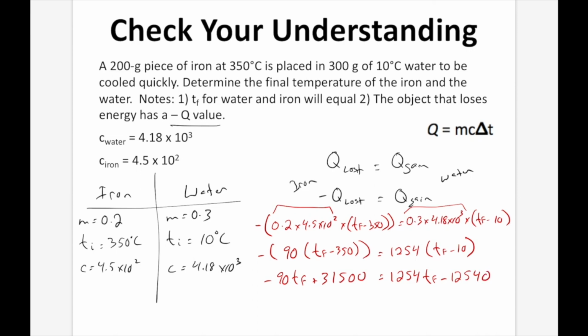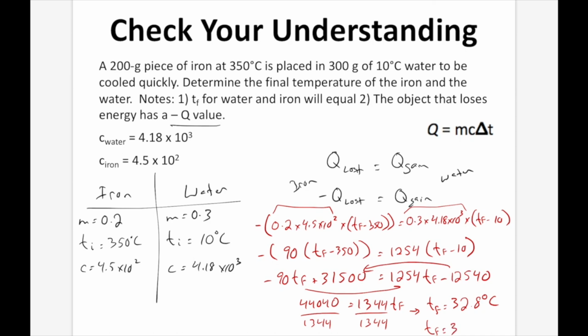Now we're going to collect like terms and simplify. So we're going to bring this one over to there, and that one over to there, and we'll be left with 44040 on the left and 1344 Tf on the right. We're going to divide both sides by 1344, and we're going to get a Tf value of 32.8 degrees Celsius, and then let's round it to 2 sig digs. So we get a final Tf value of 33 degrees Celsius.